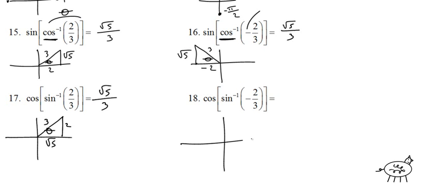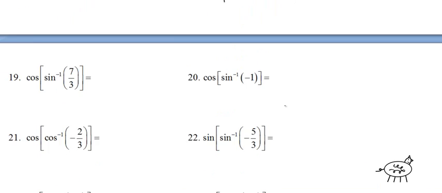And same thing with this guy right here. Sine, we're going to draw it down in this quadrant. And it's going to be negative 2 and 3 and root 5. And we take the cosine of theta. Okay, and that's going to be x over r, so root 5 over 3. So it's important to draw them in the correct location here. All right, number 19.